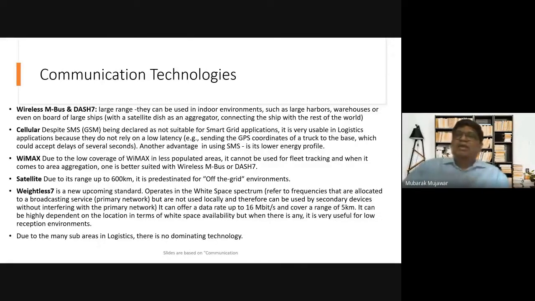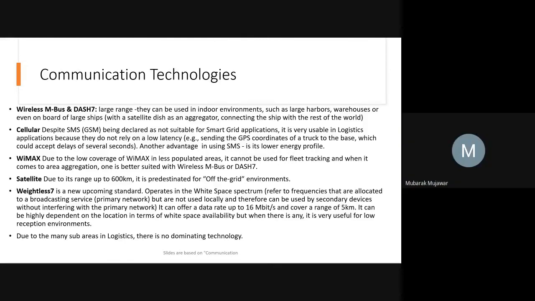Okay, so it can offer a data rate of about 16 megabit per second, quite high, and it covers a range of about 5 kilometers. It is good again. However, it is dependent on location, because every time we have to look for white space availability. But if it does get white space availability, then it is very useful for low reception environments as well, because it doesn't belong to one particular frequency spectrum. It can keep on changing the spectrum and keep on looking for white space spectrum.